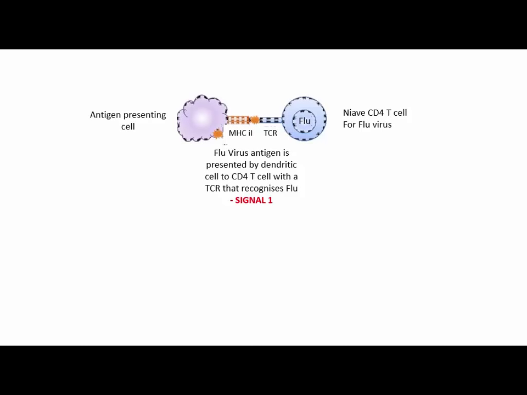It presents the viral antigen to the CD4 T cell, and at this point, it's a naive CD4 T cell. At that point, when the T cell receptor binds the MHC, it gets signal 1. That's signal 1. And the thing that actually gives the T cell signal 1 is the release of CD3. So that's signal 1.